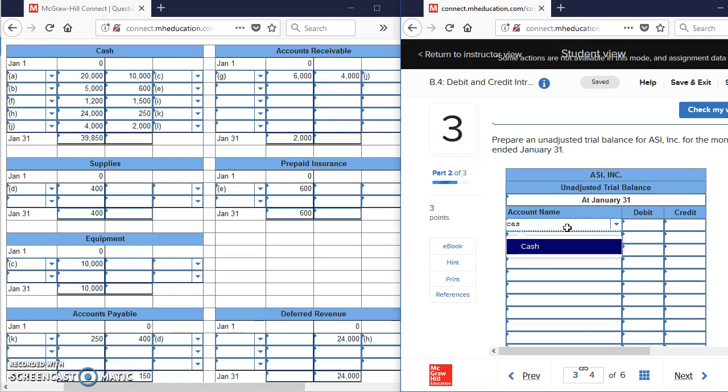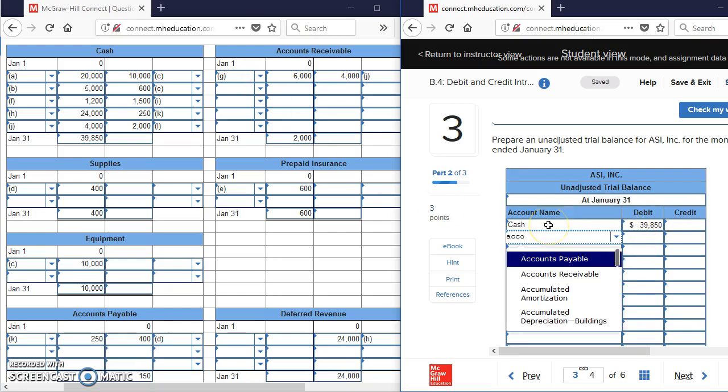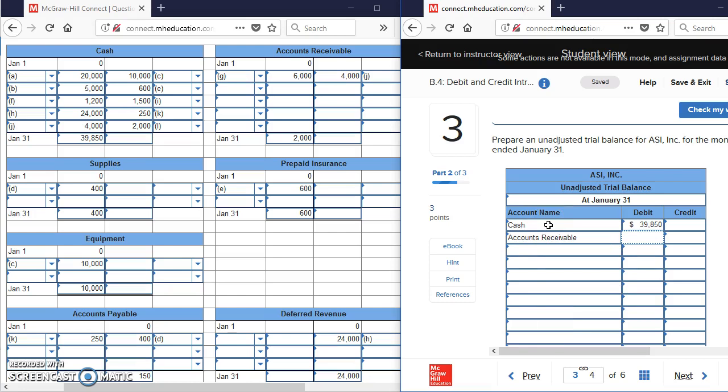In my account name, I'll type the cash account name, and then I'm going to copy over that $39,850 into the debit column. Next account's accounts receivable. Accounts receivable is $2,000, so put that ending balance right in on the debit side. Debit 2,000, accounts receivable. Next one, supplies. So I'm going to type supplies. This will get a little bit repetitive, but that's what this step is. It's a pretty repetitive step.